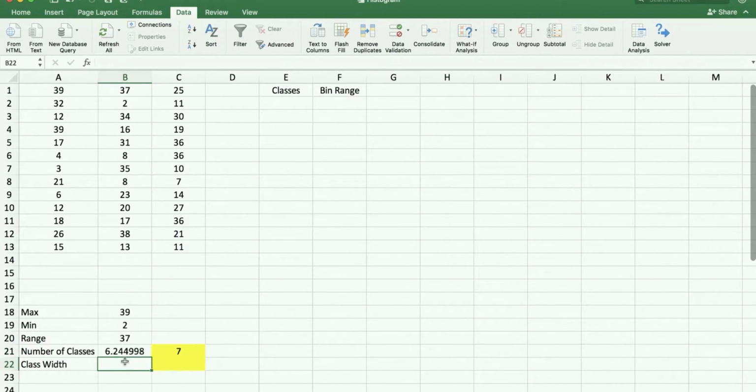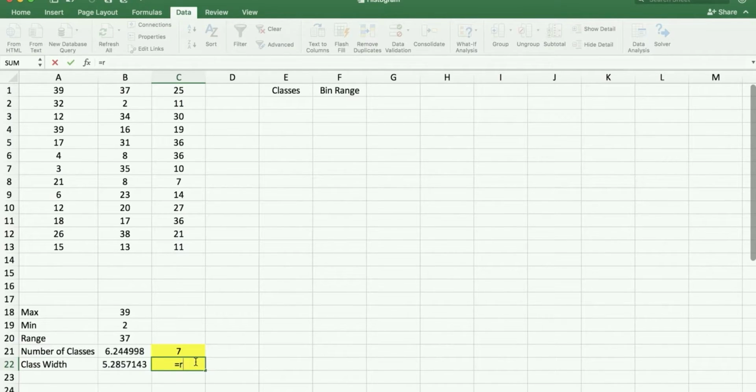Then I need to identify the width of each class. How many entries I'm going to have in each class is important. To identify that, we are going to divide the range by the number of classes. So the difference between the max and the min divided by the number of classes that we just identified will give me the class width. That is 5.28, which is also a fractional number, and I don't want to have a fractional class width because all my data entries are integer.